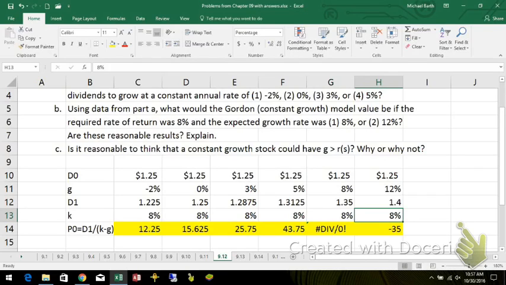So part C, is it reasonable to think you could have a growth rate greater than the required rate of return? No. I hate to say common sense, but finance really is common sense with math wrapped around it. So part B is just the authors making the point that the math doesn't work out, but in common sense, if something's growing at 12%, it would be at least worth 12% to you. At least 12%, and probably more. So part B and part C are just stupid.